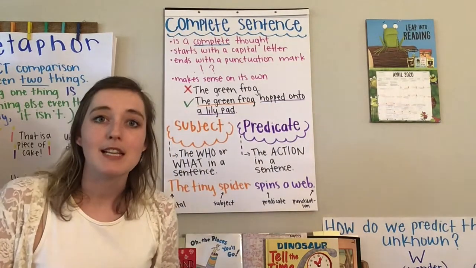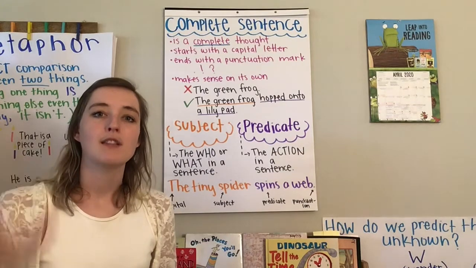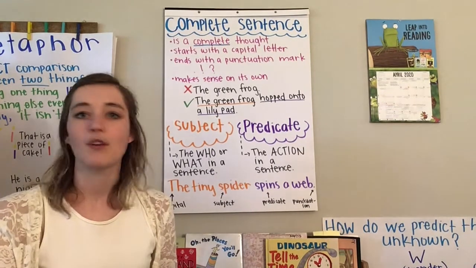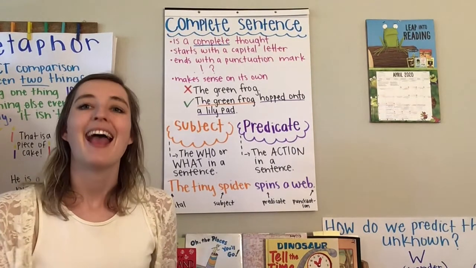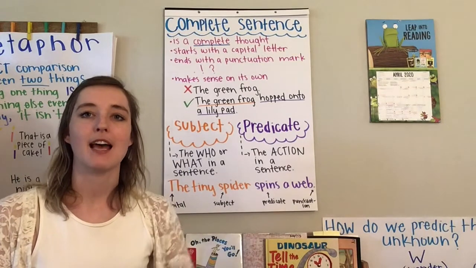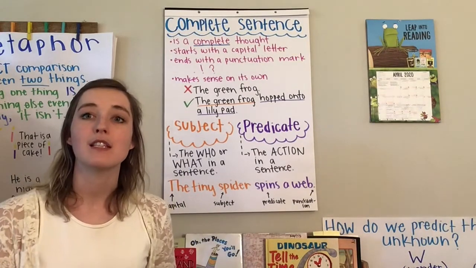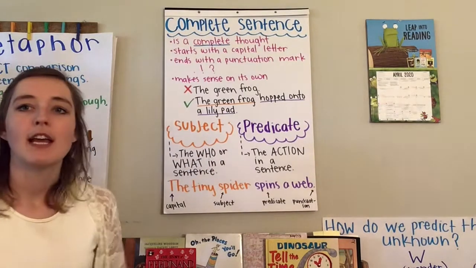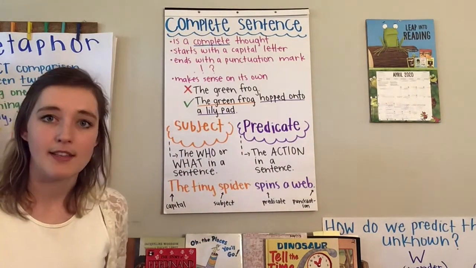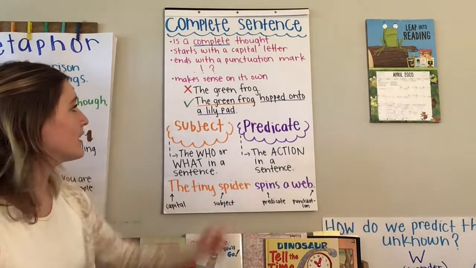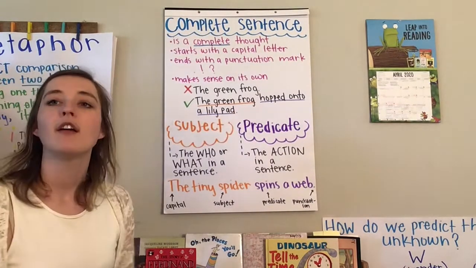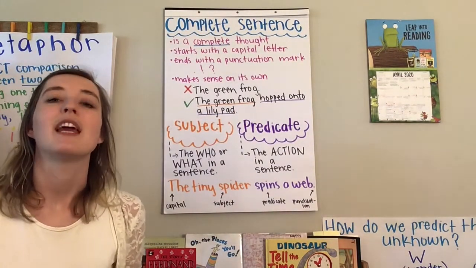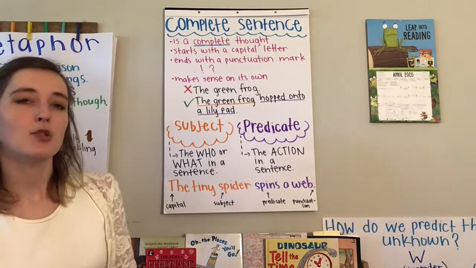So what a sentence has to do is have something in the sentence, either a person or a thing, and they have to do something. It has to have an action, which gets into subject and predicate. So, the subject is who or what is in the sentence. Who or what. For example, the green frog is the subject. It is the noun. It is a frog that is green.